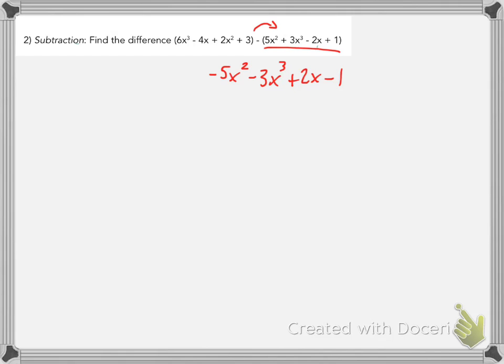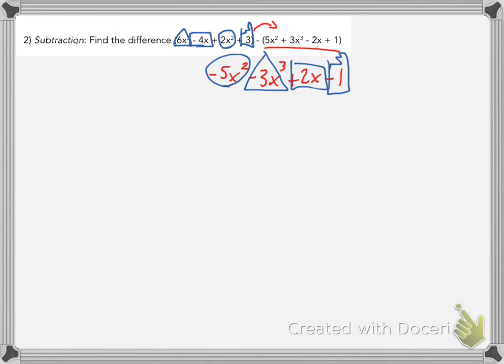And another way you can do it if you don't have colors is to use shapes. So for example, I could do triangle 6x cubed and negative 3x cubed. Again, making sure that you know the negative, the minus, has to stay with it. I have a 2x squared and a negative 5x squared. I have a negative 4x and a positive 2x, and then a positive 3. Kind of running out of shapes. And a negative 1.